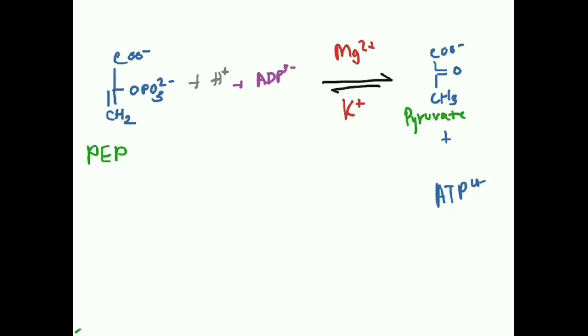So in total you should have 2 pyruvates and 2 ATPs that you made.